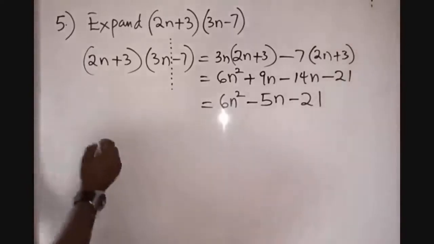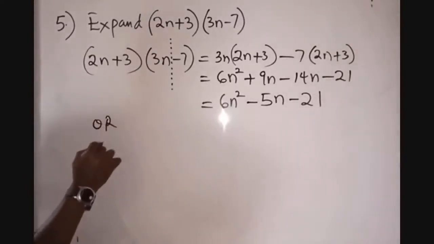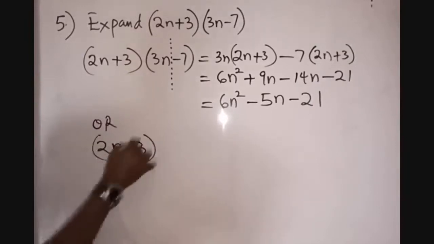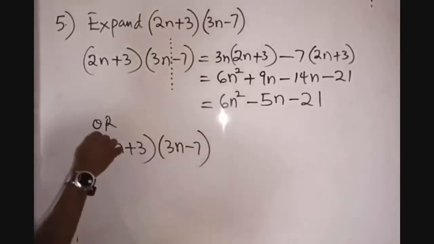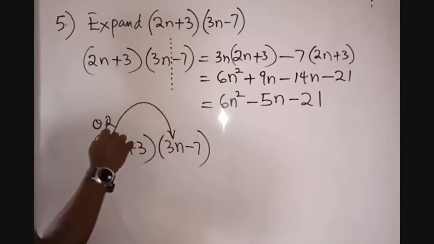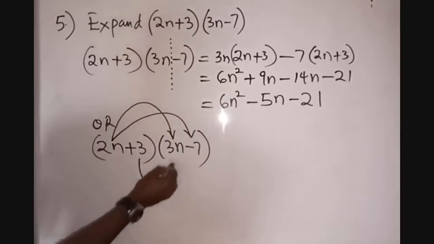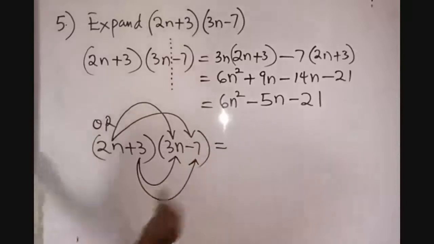Another way you can solve this is this. Let's look at it this way. An alternative way of solving it. 2n plus 3. You also have 3n minus 7. You pick the first term, multiply this. Pick the same first term, multiply this. Then come to the second term, multiply the first term here, second term, multiply the first term. So let's do it together.